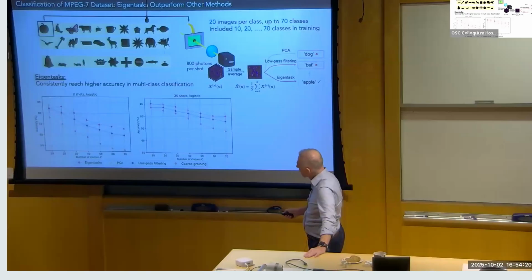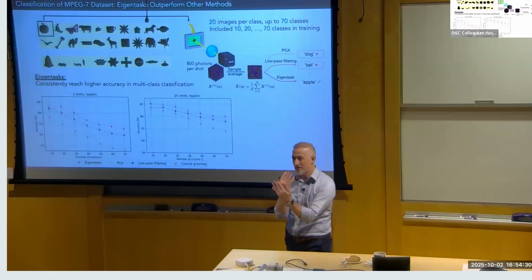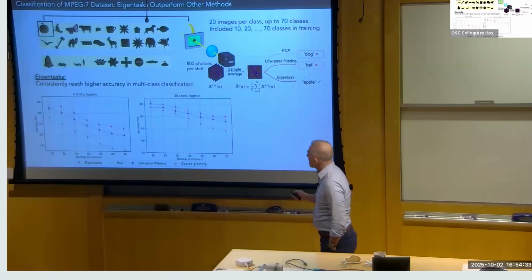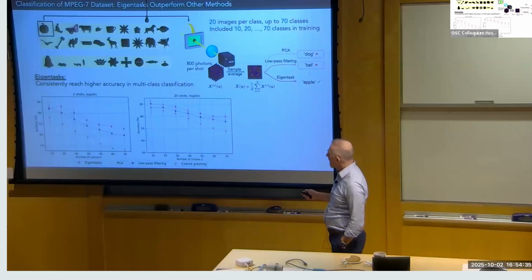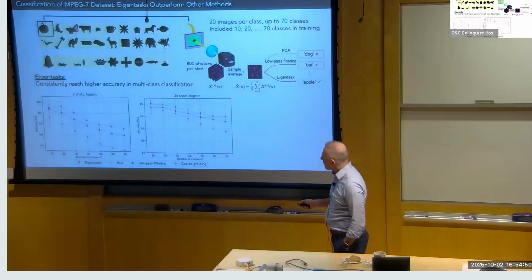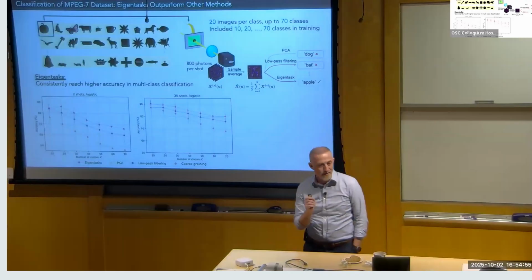Accuracy drops, of course, as we increase the number of classes. But what I want to attract your attention to is that this is really 2 shots, so we're just averaging 2 shots. This is 20 shots. And in 20 shots, again, eigentasks still deliver equal or more advantage as a function of the number of classes with respect to, I think, PCA, which is the closest contender. But what we are interested in is this, where it's very noisy and we can still do this.